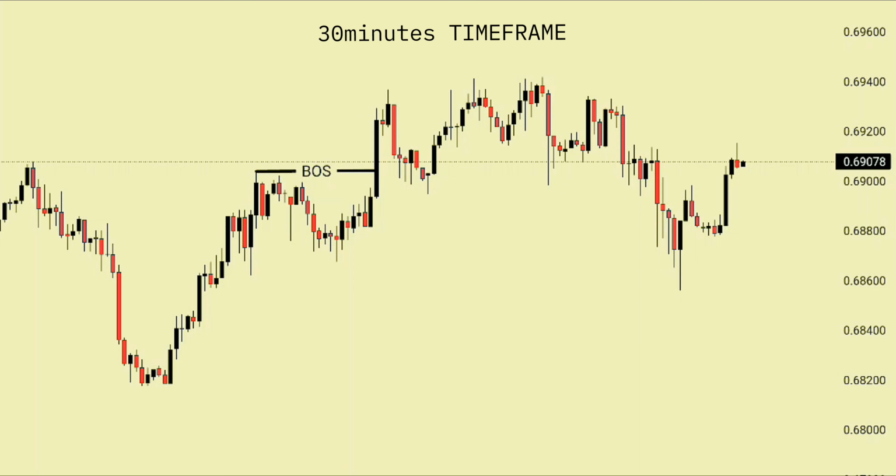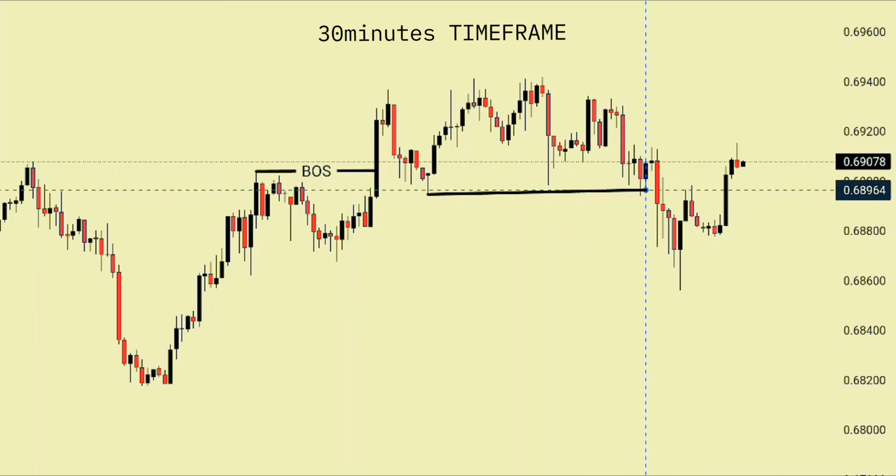After the break of structure, the market continues to show weakness and forms what we call a market structure shift. A market structure shift occurs when price transitions from forming higher highs to forming lower highs and lower lows. This shift tells us that the previous trend has officially changed. We are no longer in a bullish environment. Now, we are in a bearish environment. This transition is crucial because smart money concepts always emphasize trading with the new dominant structure, not against it.